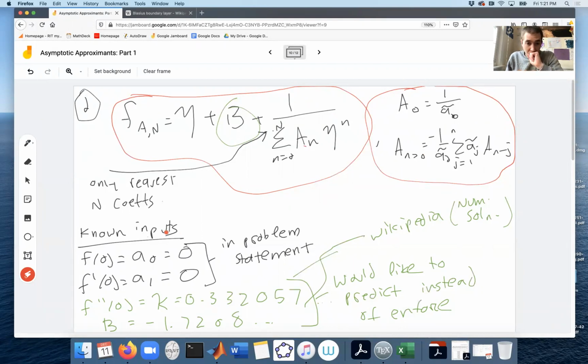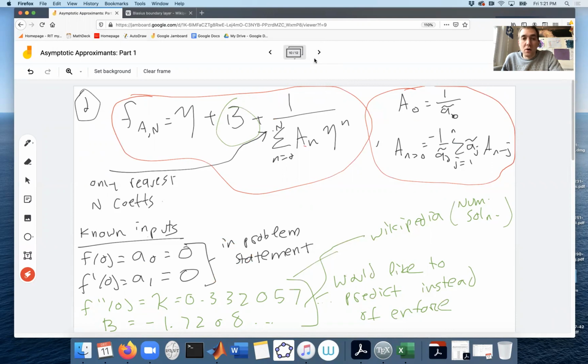Okay, so what we're inputting to this are the initial conditions given in the problem statement, and all coefficients after that. And to do that, we need the stuff that's in green. The stuff in green right now are inputs to the problem, and they're taken straight from Wikipedia, these two things: kappa, which specifies the second derivative at 0, and b. So they come from the numerical solution. We do not want to use those values. We want the approximate to tell us what the values are. So that's the goal of this video.